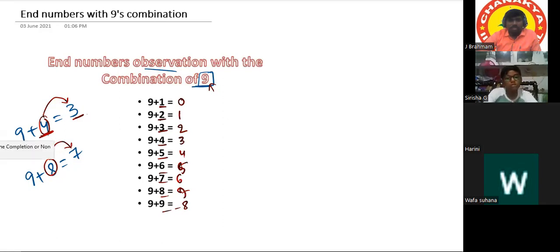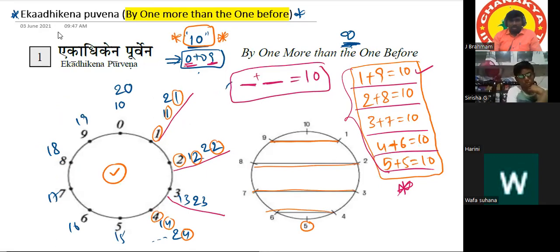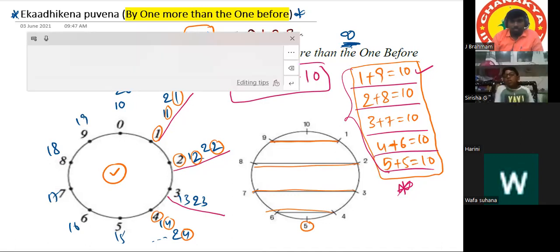We are starting with the next sutra. We have already taken one sutra, that is Ekadikena Purvena. I forgot to mention the sutra name. Ekadikena Purvena, by one more than the one before. If we take 0, 1, 2, 3, this 1 is 1 more than the one before, that is 0. This 2 is 1 more than the one before, that is 1. This 3 is 1 more than the one before, that is 2. Nothing but natural number series only. What are its applications? We will see later. Next.